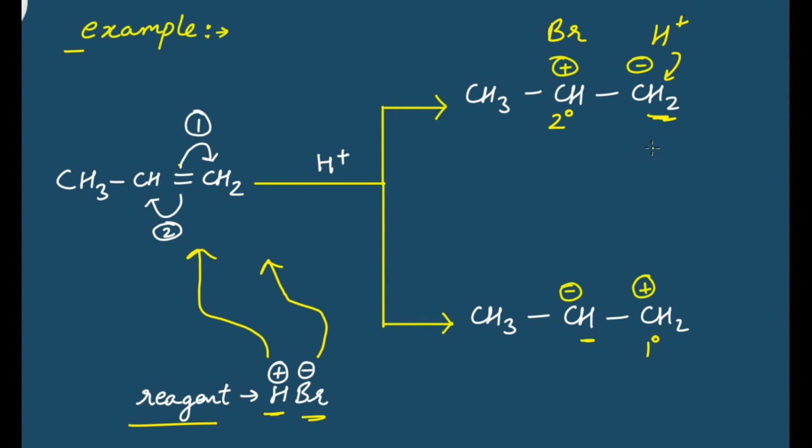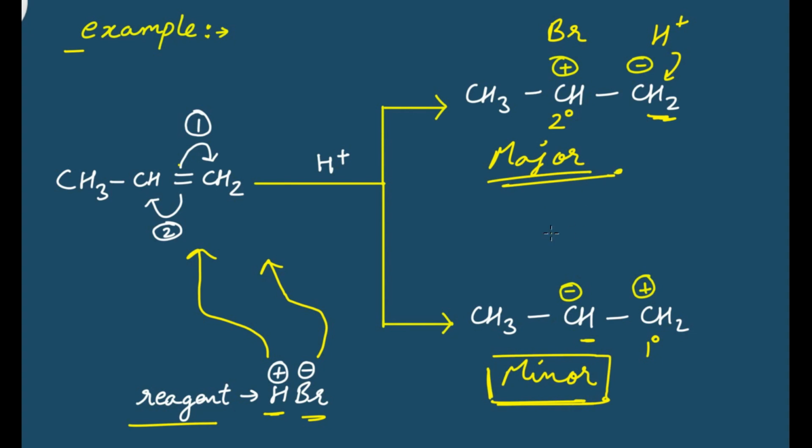Either you go with the statement or you go with the concept. In both the cases, the result will be the same. So this will give you the major product. This will give you the minor product. The possibility of formation of this is also there, but it is minor. The major product will be the product in which the intermediate is a 2 degree carbocation. Understood? So this was it for Markovnikov rule.